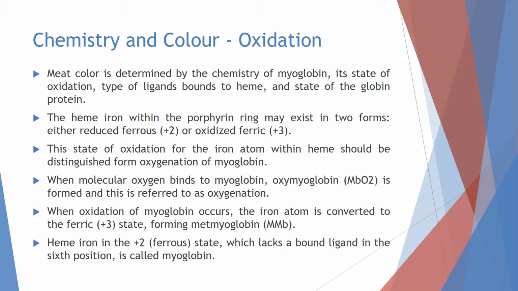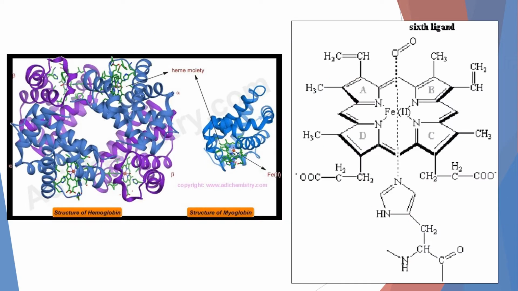The major source is the animal source of this pigment. So these heme compounds, myoglobin and hemoglobin, are the pigments found in animal sources. Before going in detail about the pigment, let us see the structure of myoglobin and hemoglobin. So here is a structure of myoglobin and hemoglobin. Four molecules of myoglobin make one molecule of hemoglobin.